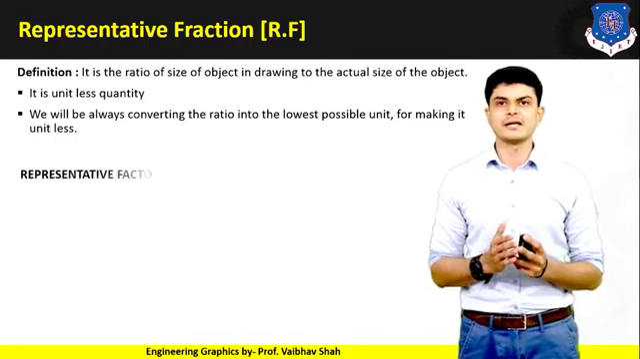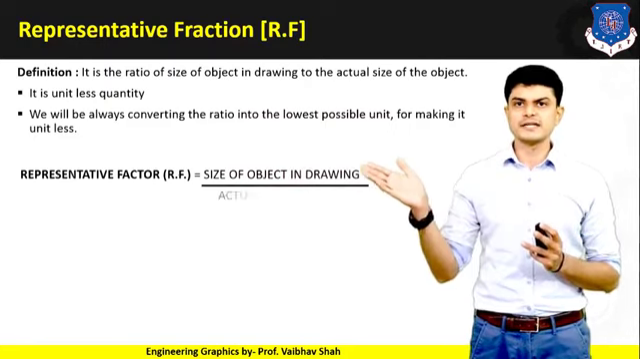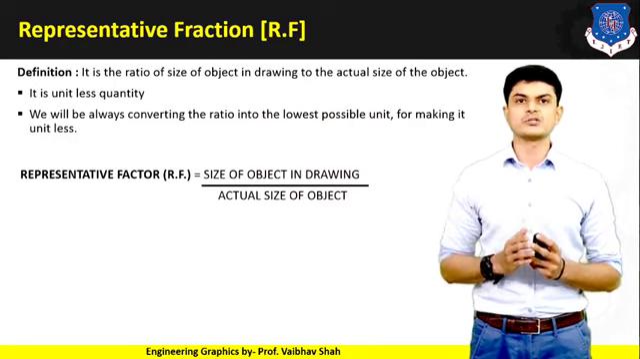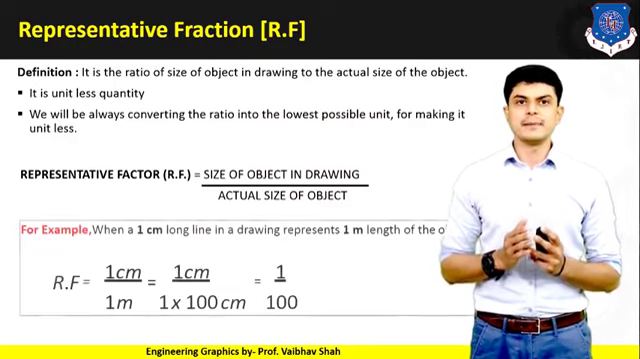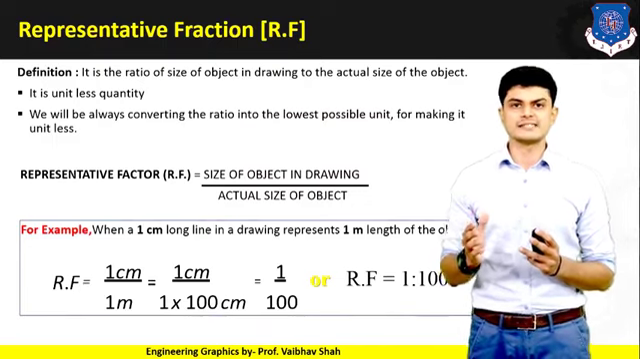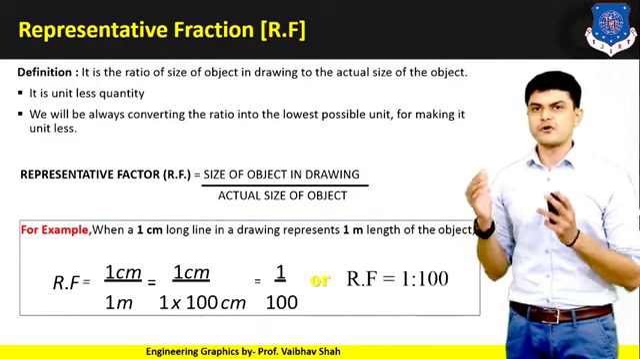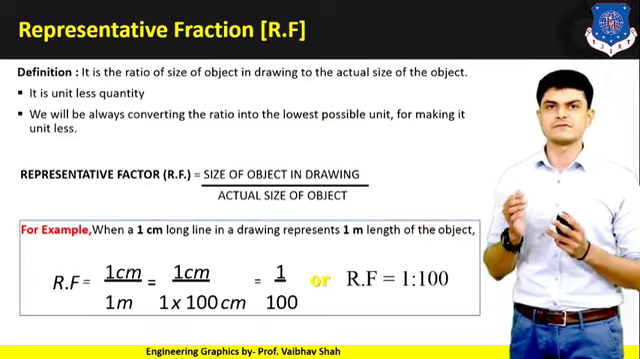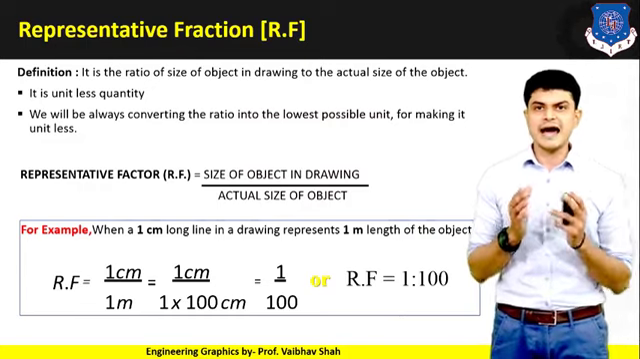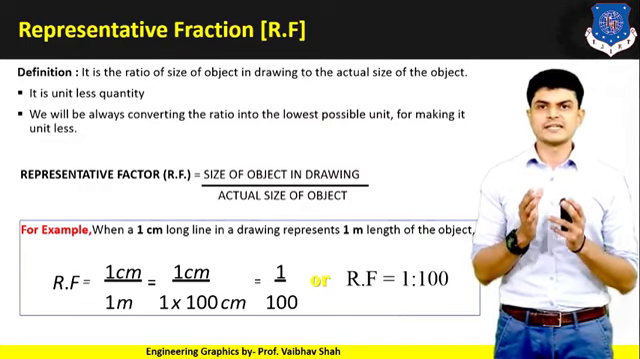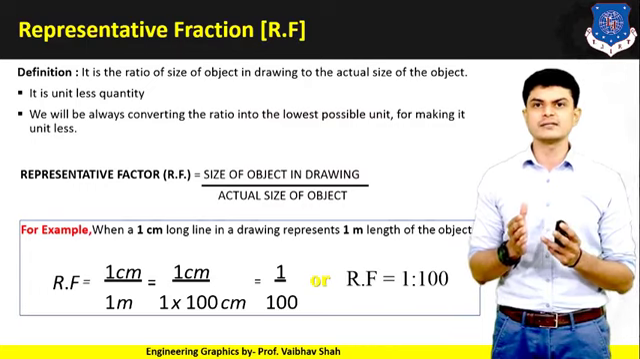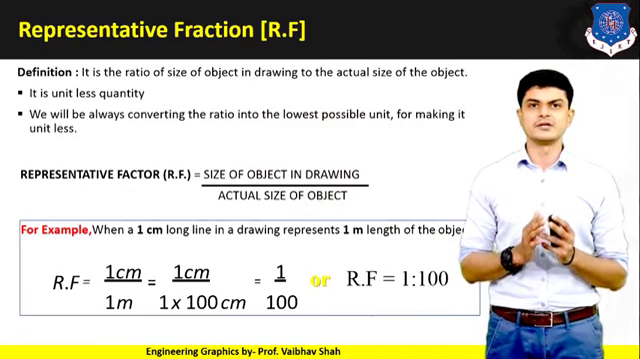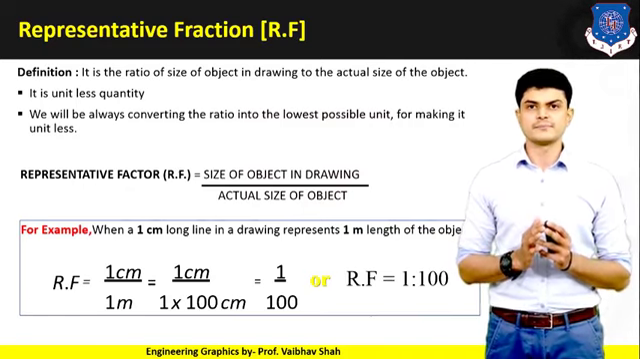Now let us move ahead and see its mathematical equation. The representative factor, or RF, can be written as the size of the object in the drawing upon the actual size of the object. Now let us understand this equation with an example. For example, when a 1 centimeter long line in a drawing represents 1 meter length of the object, then RF is equal to the size of the object in the drawing. What is the size of the object in the drawing? We have seen that it is 1 centimeter.